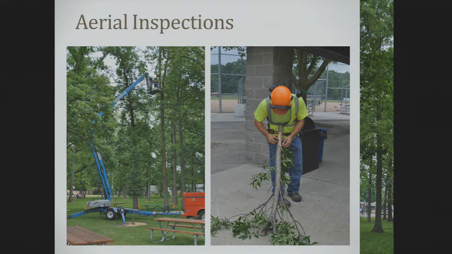And ideally you want 2.5 to 4 inch limbs, something a little bit larger. The smaller ones don't tend to hold the emerald ash borer larvae long enough, or easy enough for them to travel in. So we did these aerial inspections.